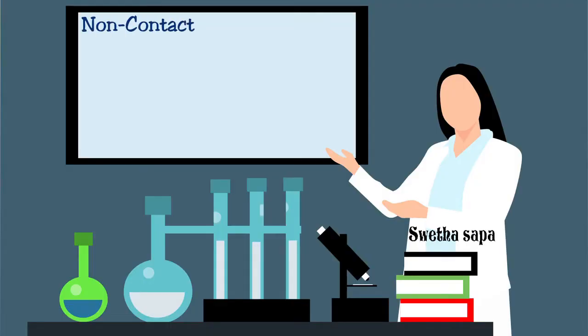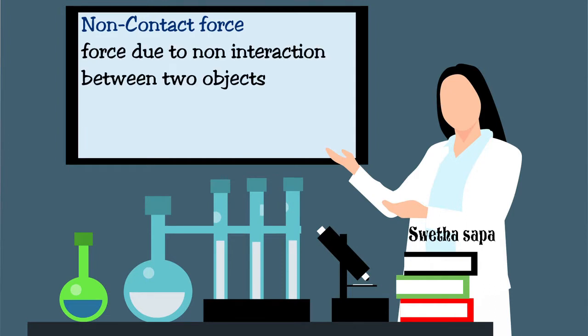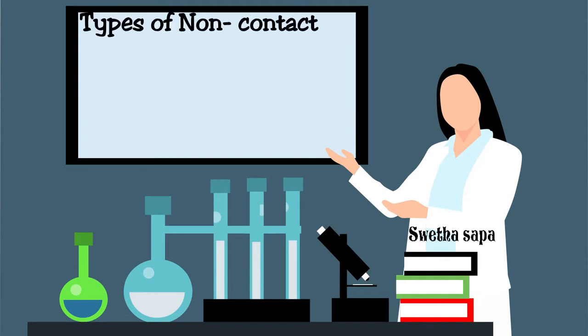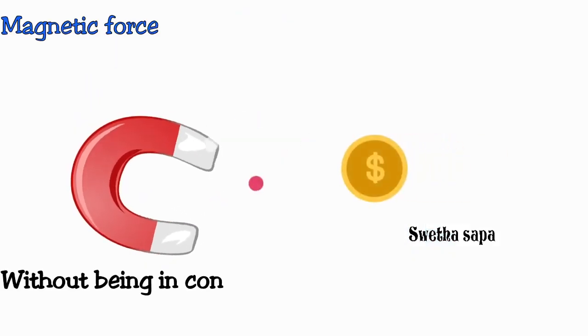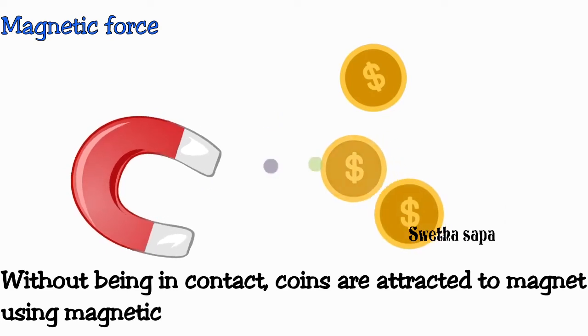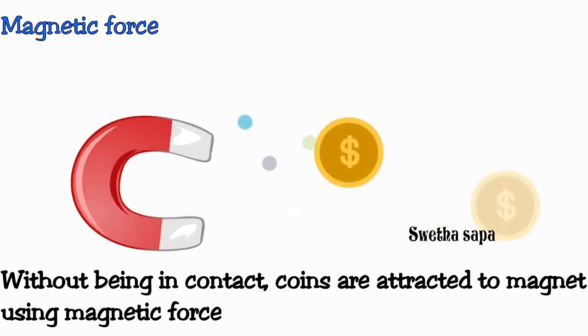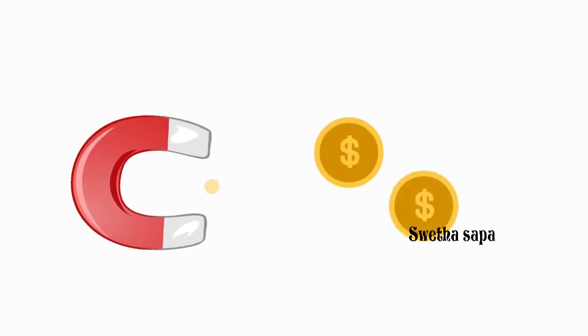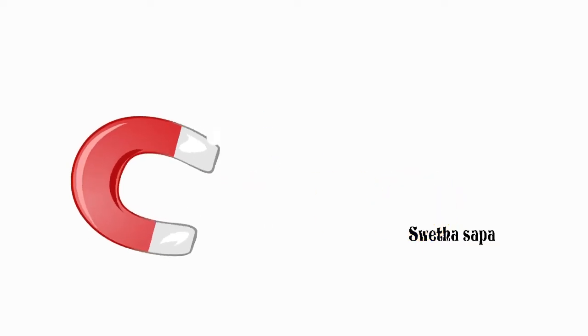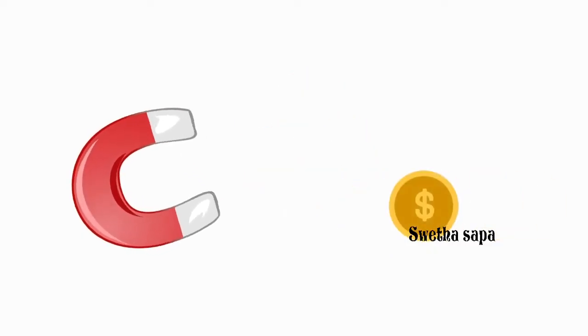So next we'll see what are non-contact forces. Here the objects will not be in contact with each other, but still the force exists. This is called non-contact force. Types of non-contact forces: magnetic force, electrostatic force and gravitational force. So let's see what is magnetic force. Forces which are exerted by a magnet to move objects are called magnetic force. Examples include the coins which are attracted towards the magnet with the help of magnetic force, even though they are not in contact with each other.